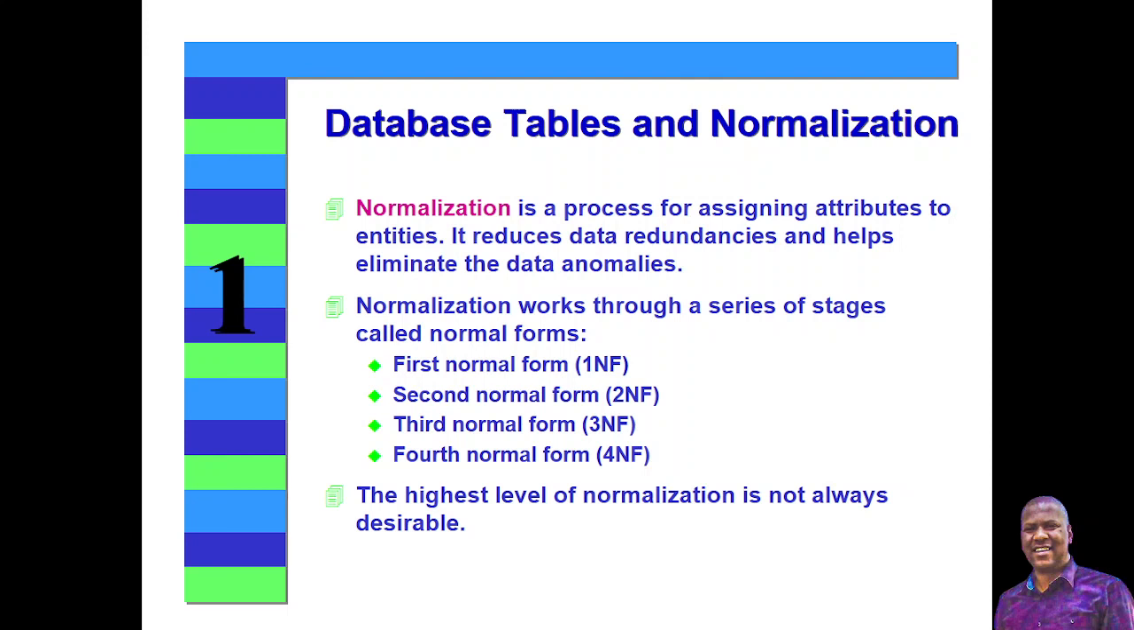Now, normalization is actually the process of assigning attributes to entities. It helps us reduce data redundancy and also eliminate and eradicate data anomalies. We're going to look at the various anomalies like update anomalies, delete anomalies, and so on. So take note that the highest level of normalization is not always recommended, right? Because it comes with its own cons in that we'll have a lot of redundant data.